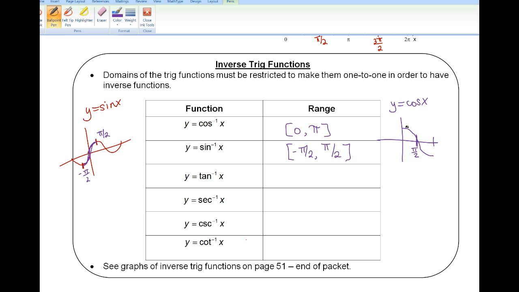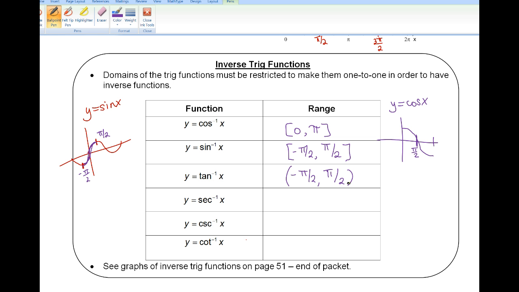What about tangent? Anybody remember tangent? You remember what it looks like, but what about the domain? You guys can actually look at your graph. Negative pi over 2 to pi over 2, but not including them, because there are asymptotes at negative pi over 2 and pi over 2.